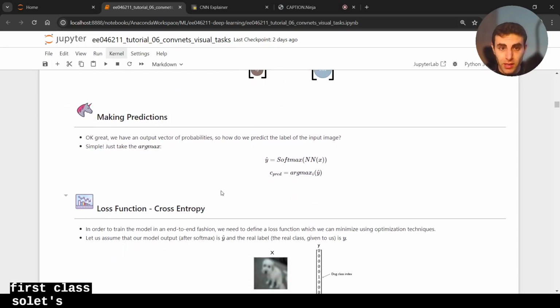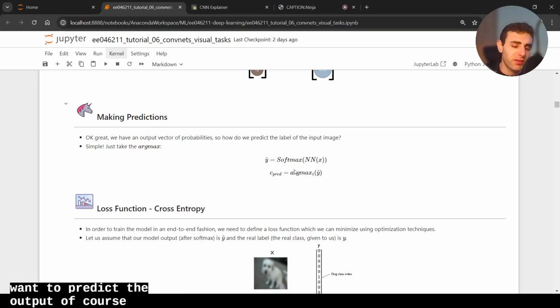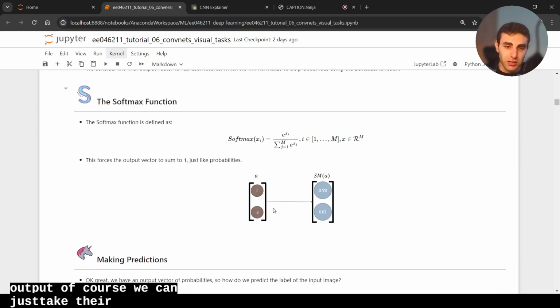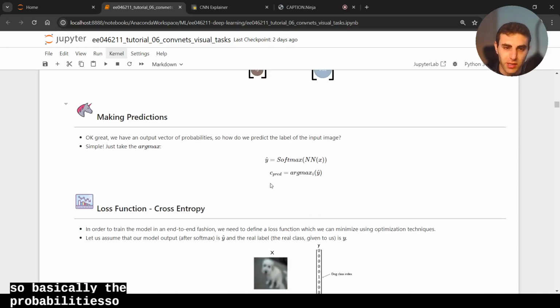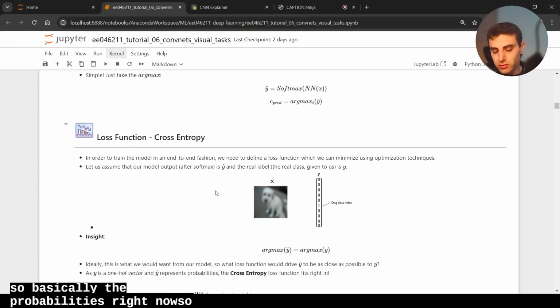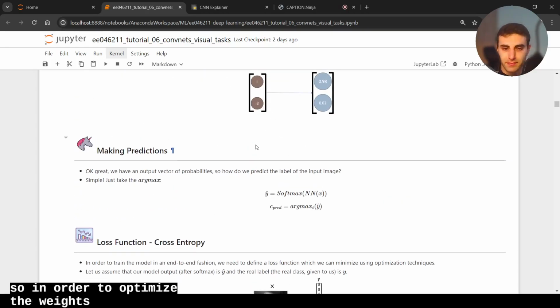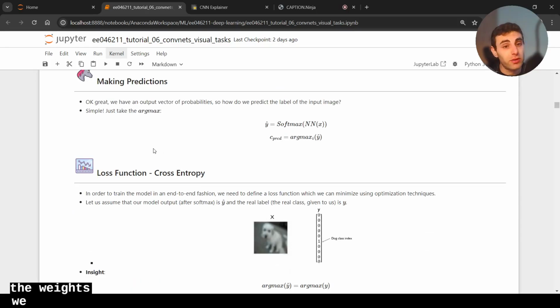Now that we have a vector of probabilities, we want to predict the output label. Of course, we can just take the argmax. An important note: you can take the argmax over the pre-normalized logits, so basically just output the logits. But the reason we need the probabilities is the loss function, which is what we cover right now. In order to optimize the weights to output these numbers, we apply the cross entropy loss function.